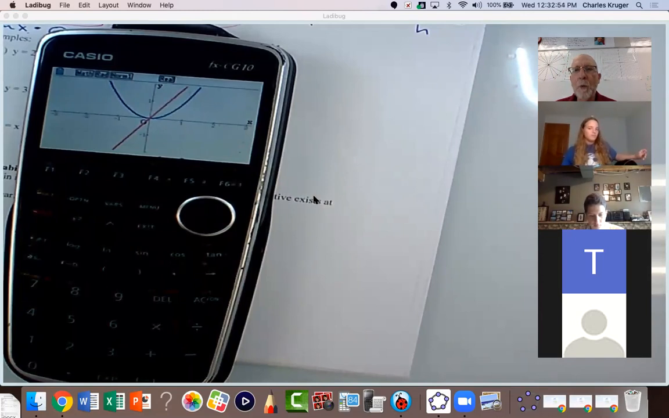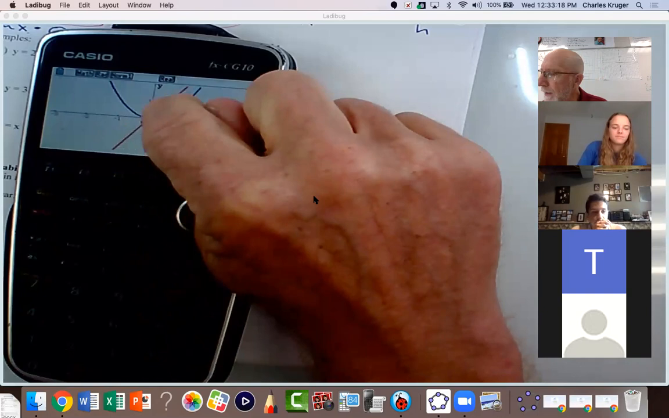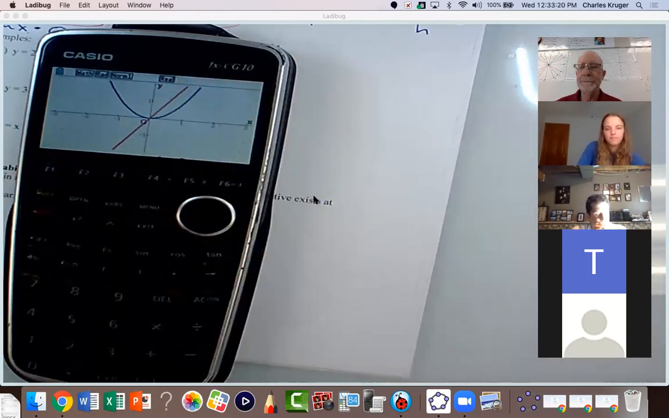It's the derivative of y equals x squared. So what's the derivative of x squared? That would be 2x, right? That line is 2x. So that graph and that line have a relationship. This tells you the slope of all the tangent lines that are on there.